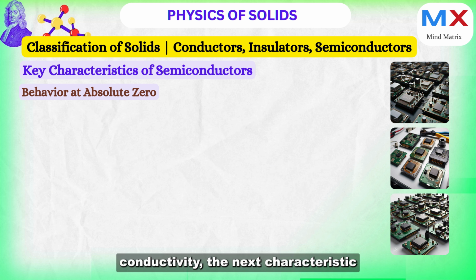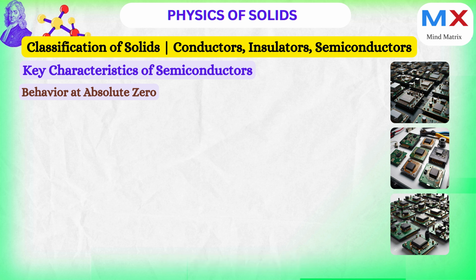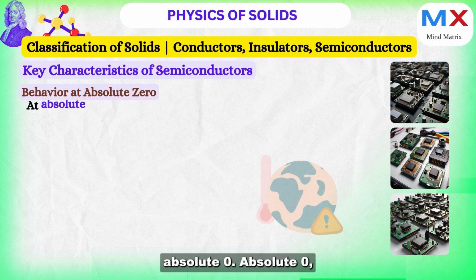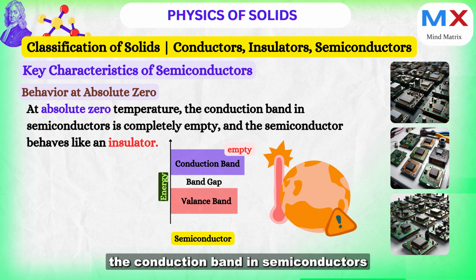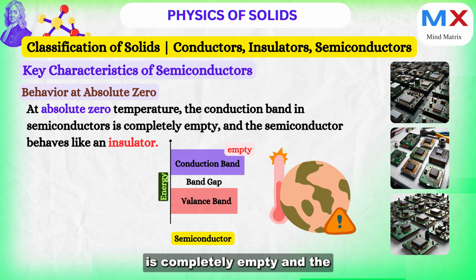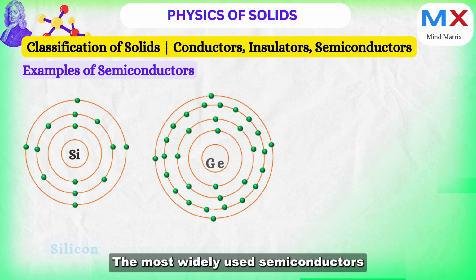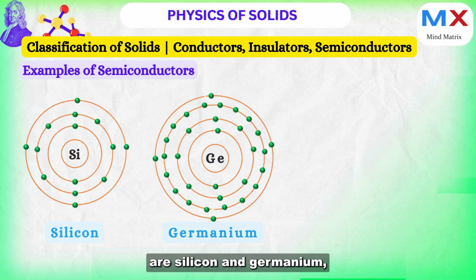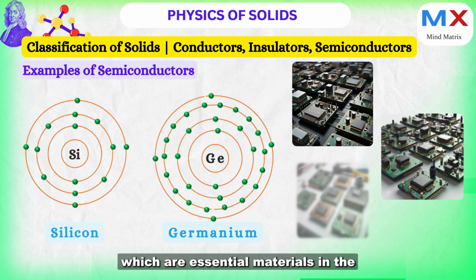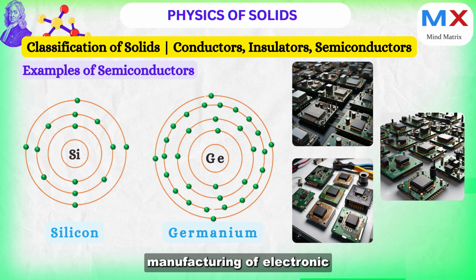The next characteristic we have is behavior at absolute zero. At absolute zero, the conduction band in semiconductors is completely empty, and the semiconductors behave like insulators. The most widely used semiconductors are silicon and germanium, which are essential materials in the manufacturing of electronic devices such as diodes, transistors and integrated circuits.